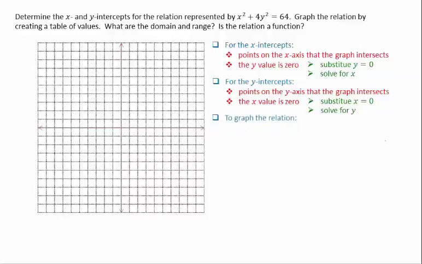To graph the relation, simply substitute values for x and then solve for y. This will give you points that we can plot on the grid and then connect the points.